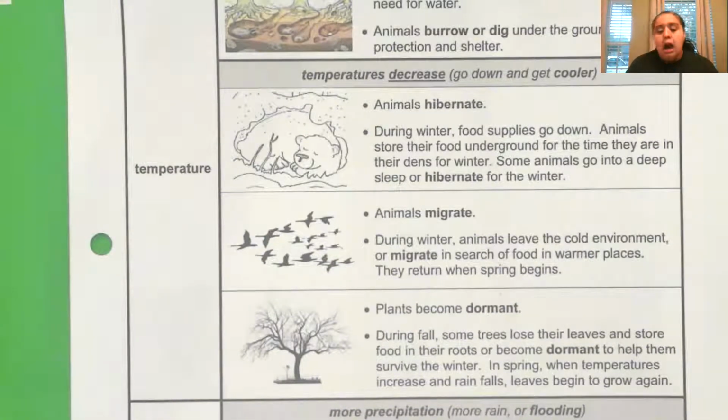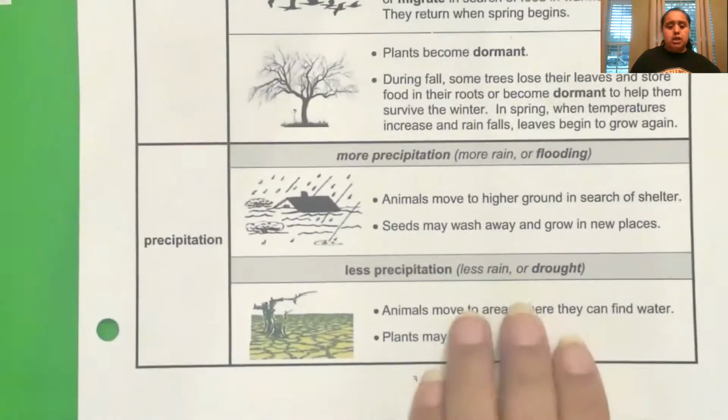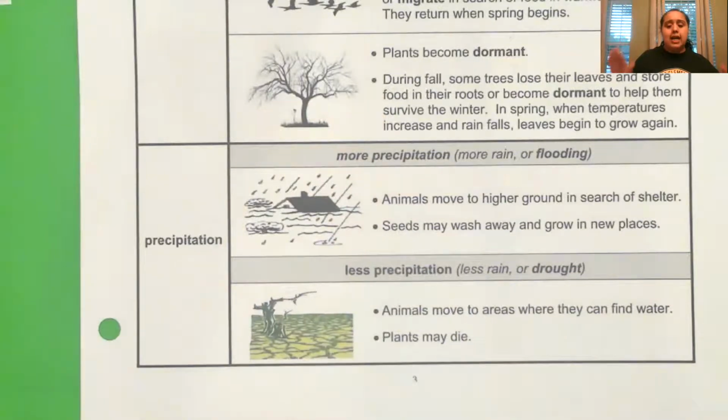So yes, our temperature does affect living organisms. It causes some animals to hibernate, it causes some animals to migrate, it causes plants to become dormant. Now, one last thing that we're gonna be talking about is precipitation. Remember, it can be rain, it can be snow, it can be sleet, it can be hail, right? So, precipitation also causes our environments to change.